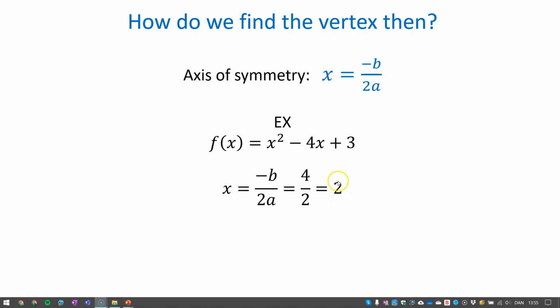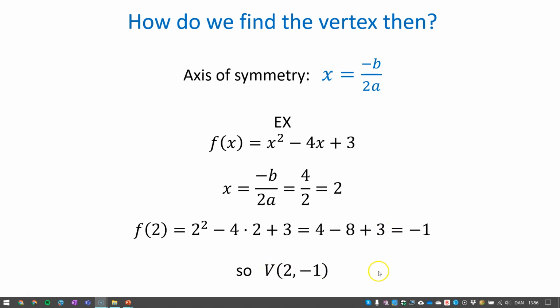Now I know the x, I just need the y. So I just take this found x value and substitute it into every x in my function. So instead of x squared minus 4x plus 3, it's going to be 2 squared minus 4 times 2 plus 3. And then I calculate this. So 2 squared is 4, 4 times 2 is 8, and then 4 minus 8 is negative 4, plus 3 is negative 1. And now I know that x was 2, and I just calculated my y value is negative 1, and therefore the vertex is going to have the coordinates 2, negative 1.